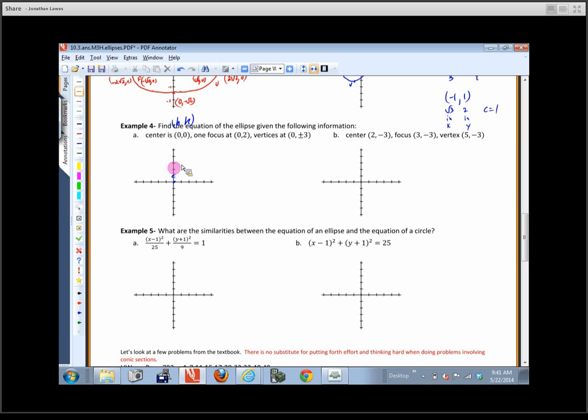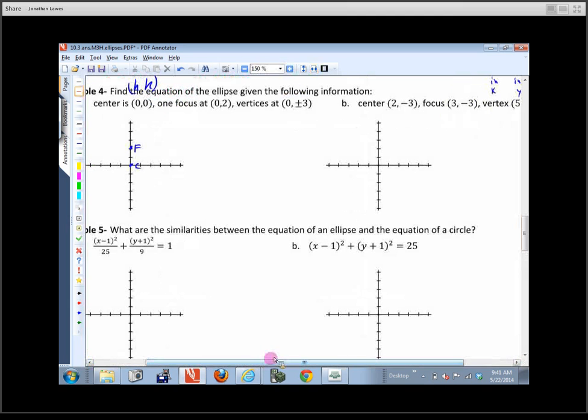It has a focus at 0, 2. So 0, 2, we go up here. I've got a focus right there. I've got a center right here. I'm going to blow this up so we get a little more room. And then I've got vertices at 0, plus and minus 3. So I've got a vertex up here and I've got a vertex down there. Now, if they told me I've got a focus here, wouldn't I also have to have a focus there even if they didn't tell me that?